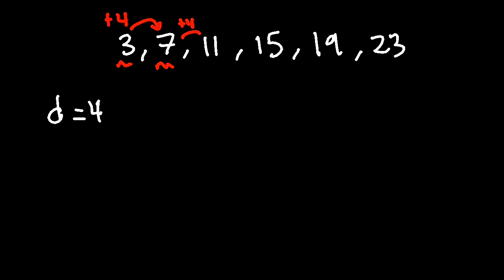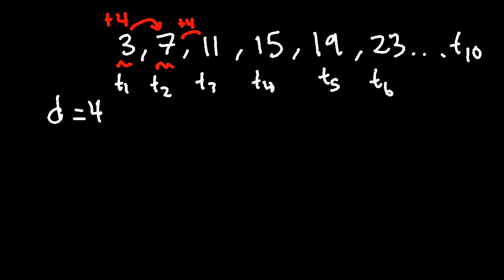Now, what if we wanted to find a term in this sequence, maybe term 10? So this is term 1, this is term 2, this is term 3, 4, 5, 6, and these dots just represent the terms that come after term 6 to term 10, which is what we're going to attempt to find. So to find term 10, we'd use this formula.